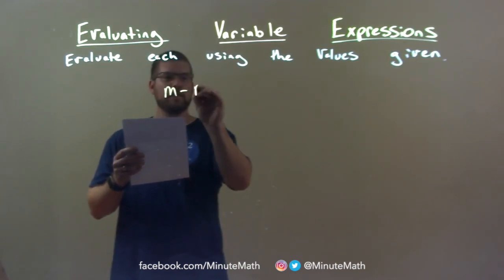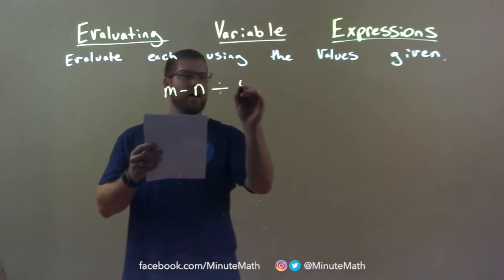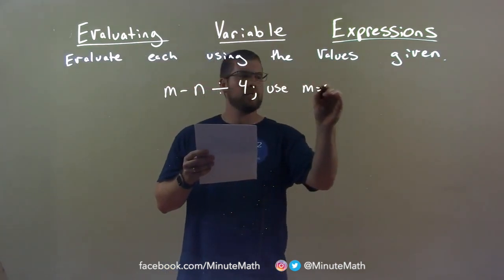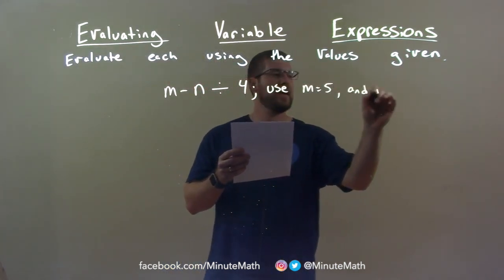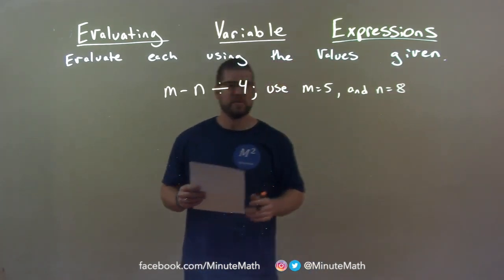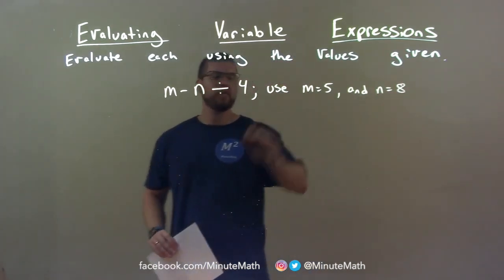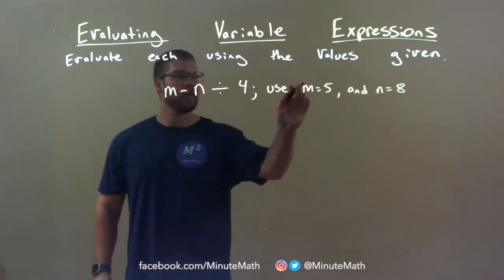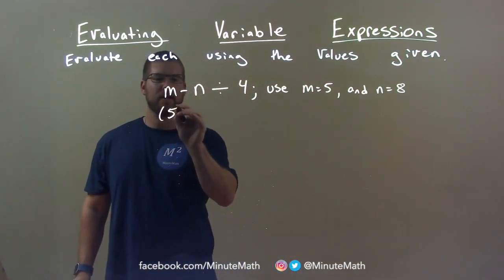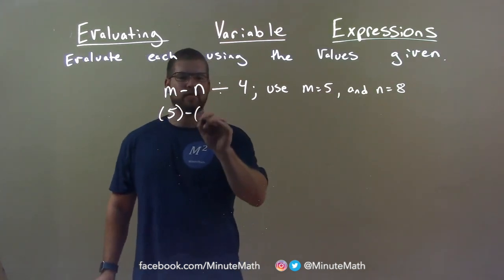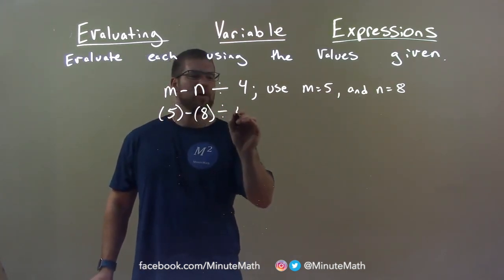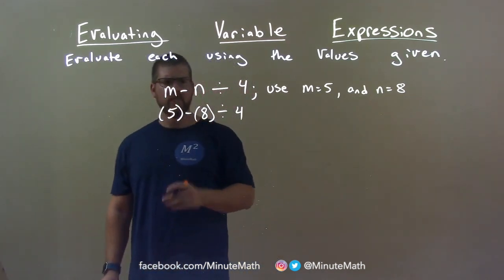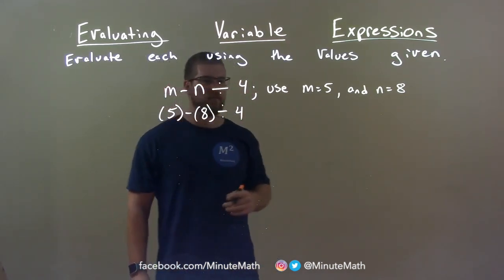M minus n divided by 4. And we need to use m equals 5 and n equals 8. Okay? So first thing, substitute the variables and their corresponding values, right? M is 5, plug that in here, and n is 8. And I recommend using parentheses to show which ones you substituted in. So now I have 5 minus 8 divided by 4.